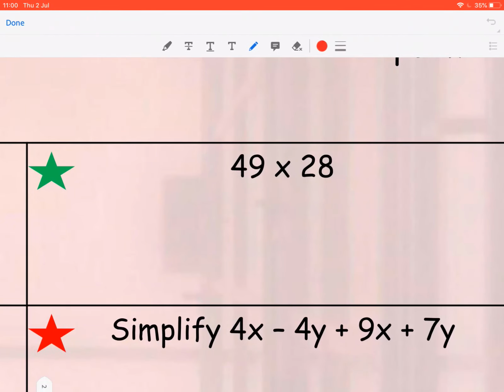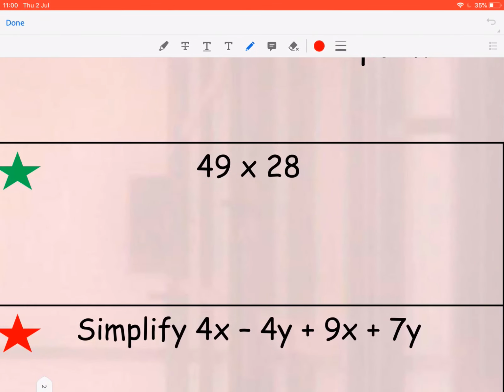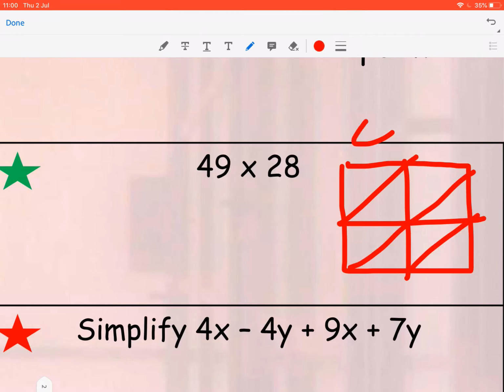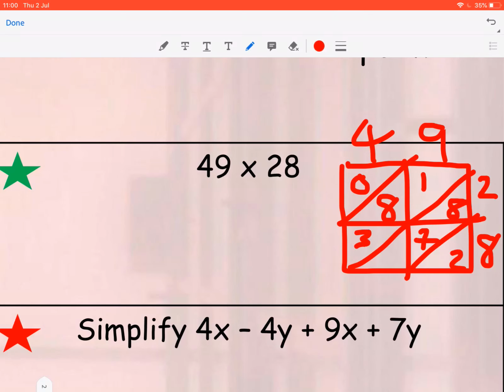Okay, cool. Right then, so 49 times 28, again, just lay this out however you want to, it's totally up to you. I like the grid, I like the Chinese method, only because it makes it loads easier for me, because I only have to multiply single digit numbers. Okay, 49 times 28, 2 times 4 is 8, 9 times 2 is 18, 9 times 8 is 72, and 8 times 4 is 32.